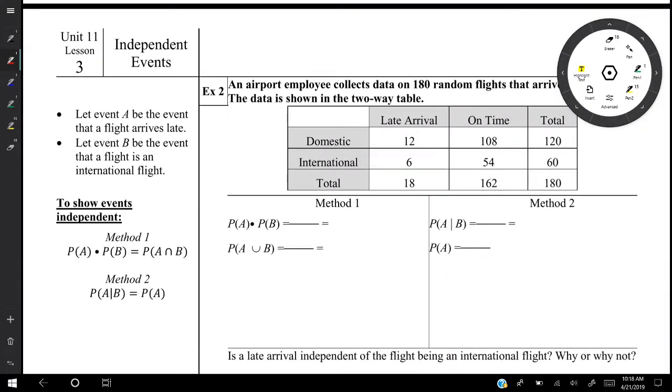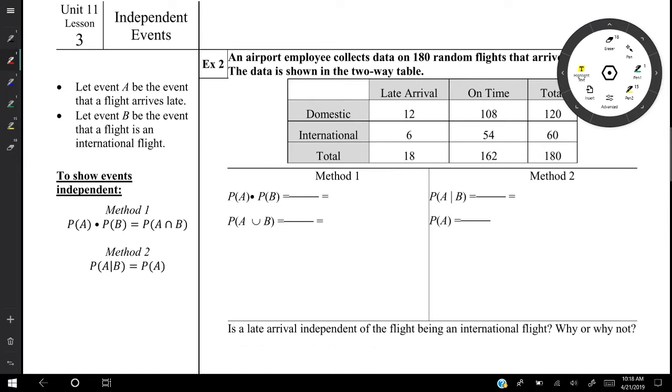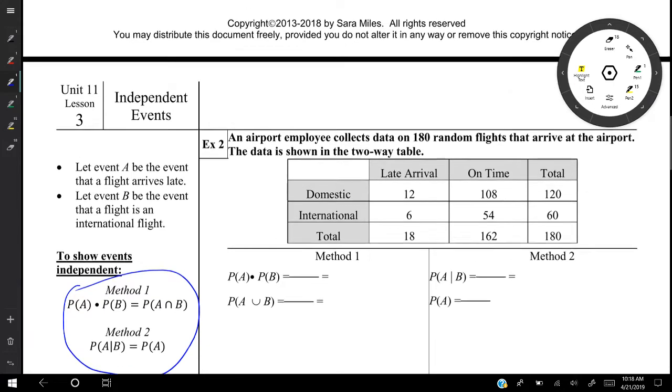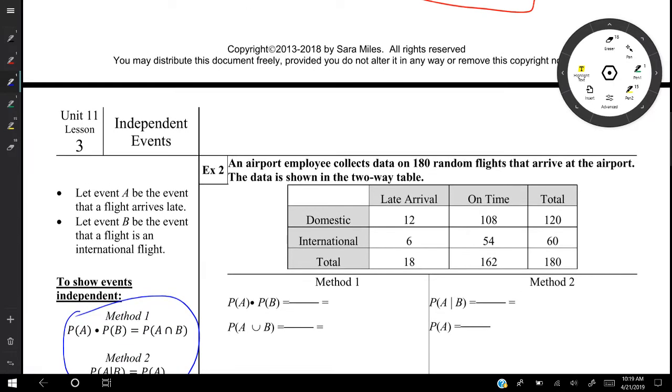All right. So, moving a little bit here, we use those formulas, here they are again, to help prove independence, to help show that two events are independent. I kind of left off a sentence here when I typed this. An airport employee collects data on 180 random flights that arrive at the airport. The data is shown below.